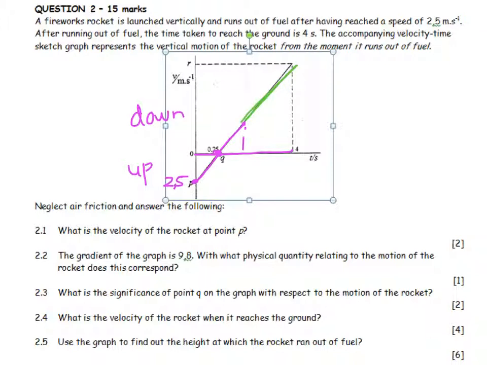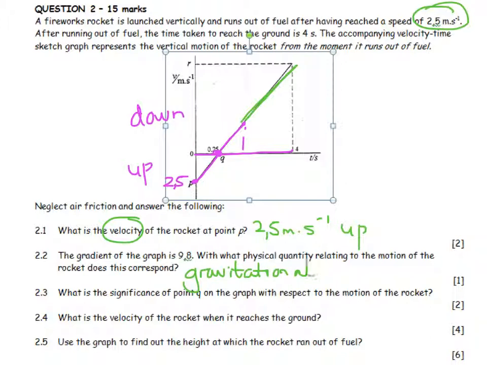The accompanying graph shows the motion of the rocket from the moment it runs out of fuel, so at that 2,5 meters per second. What is the velocity of the rocket at point P? 2,5 meters per second, and it's a velocity, so it needs the direction up. The gradient of the graph is 9,8. With what physical quantity does this relate? Gravitational. You can't just say to me acceleration. You know 9,8 is gravitational acceleration.